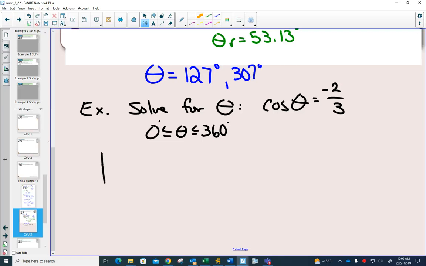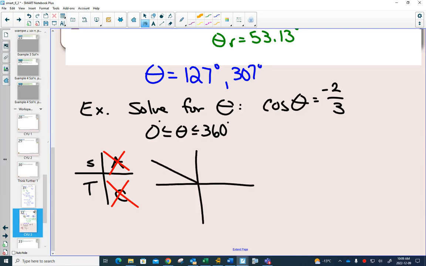According to our CAST rule, if cos is negative, it's not in quadrant 1 and it's not in quadrant 4. So we can draw a picture of an angle in quadrant 2, and we can draw a picture of an angle in quadrant 3. And this will be our answer. There's one answer for theta. There's another answer for theta.